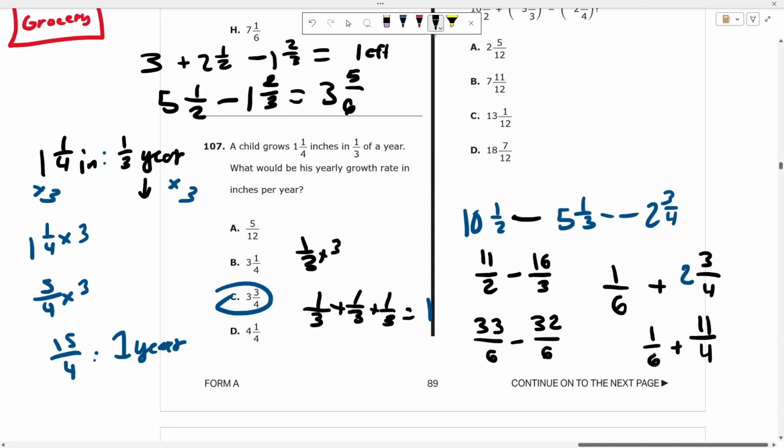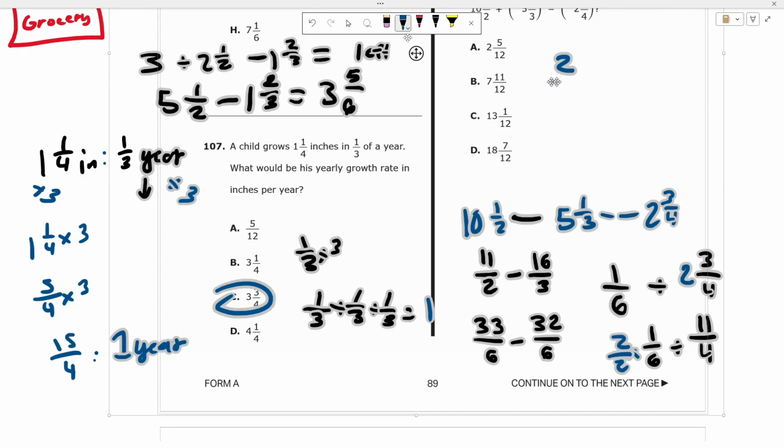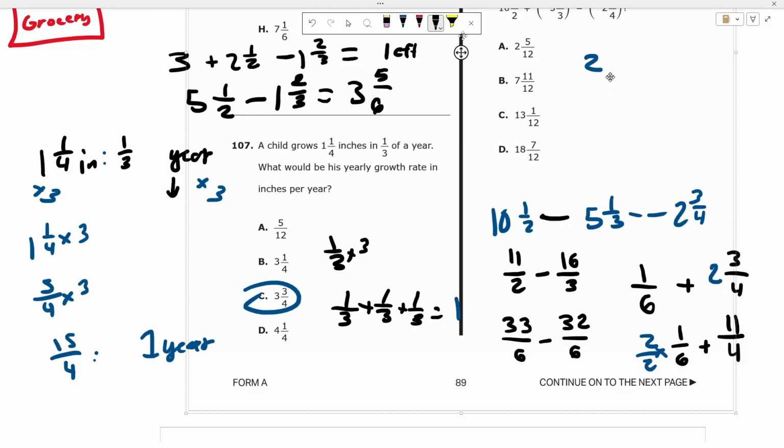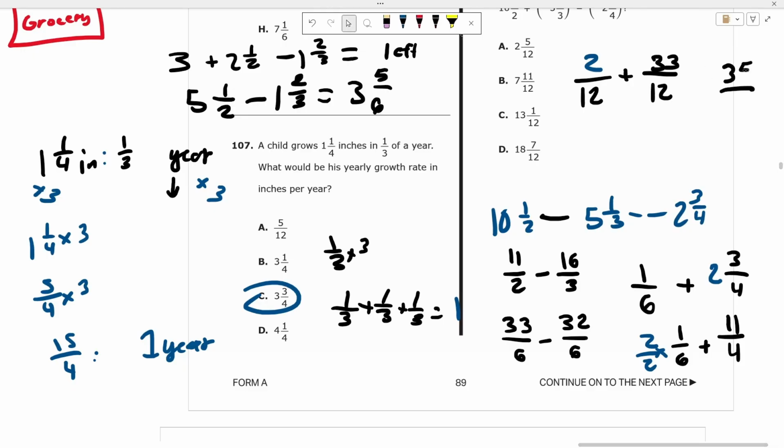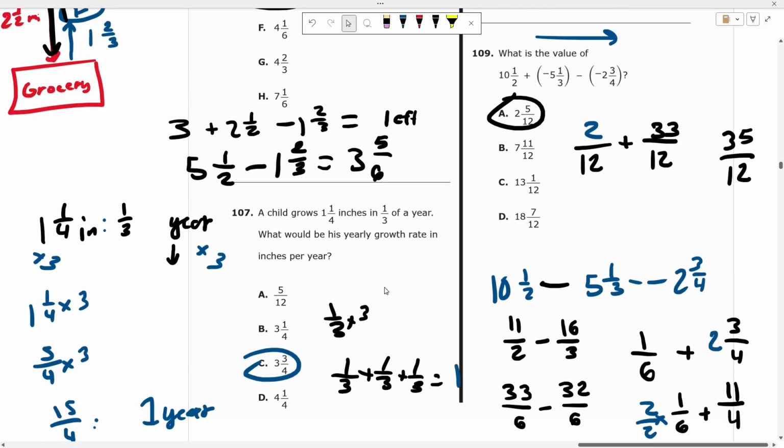The lowest common denominator between these two is going to be 12. So you have 1 over 6, and you multiply the top and the bottom by 2. You have 2 over 12 plus, in this case, 33 over 12, which is going to be 35 over 12. Now you need to convert that back into a mixed number. It's a lot of back and forth here, which is really annoying. And you're going to get 2 and 11 over 12.